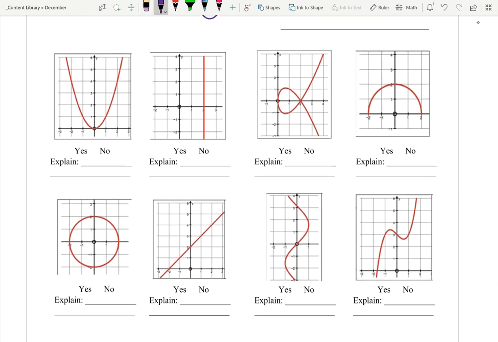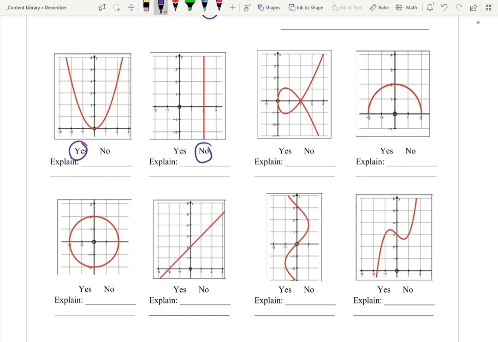Essentially, your explanation can just say passes vertical line test or fails vertical line test, but draw the vertical line to prove it. So the first one is yes, because a vertical line is a straight up and down line, and no matter where you put your vertical line, it only ever hits the function in one place at a time. Okay. So when you explain, you can just say passes vertical line test. Okay. And then draw a vertical line to prove it.